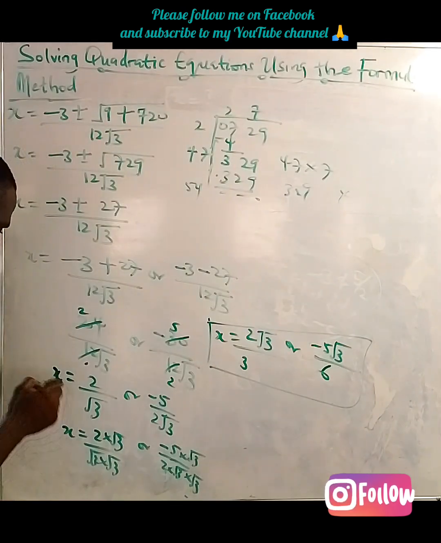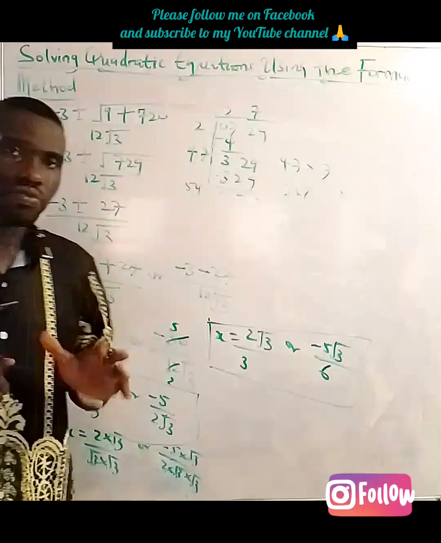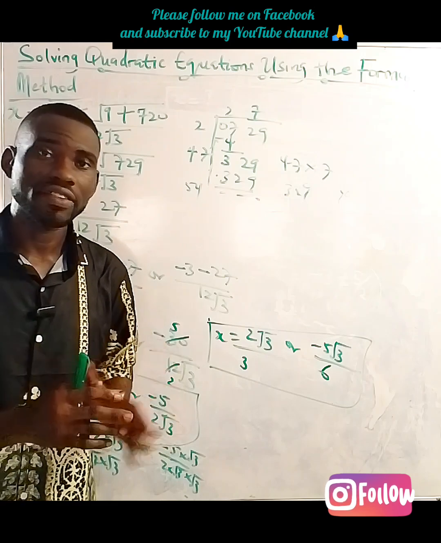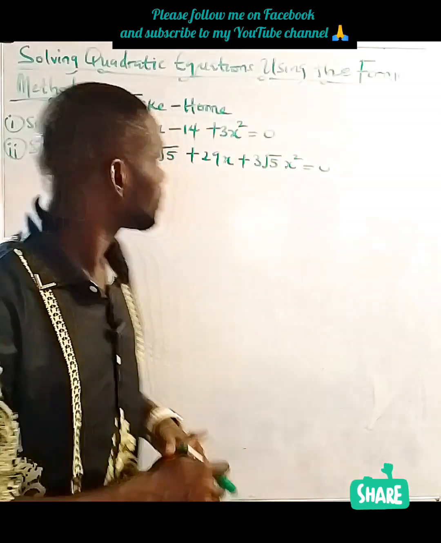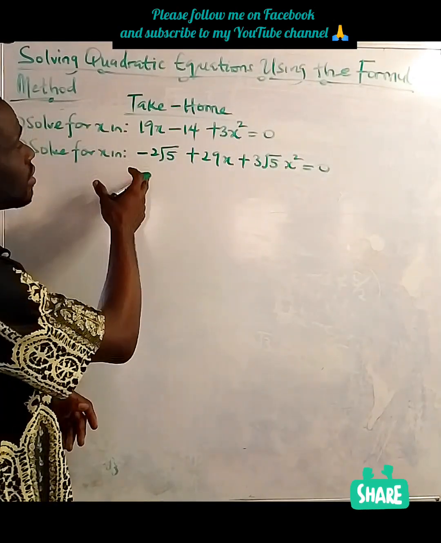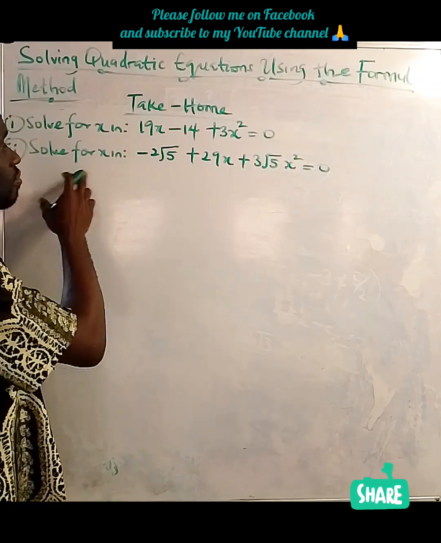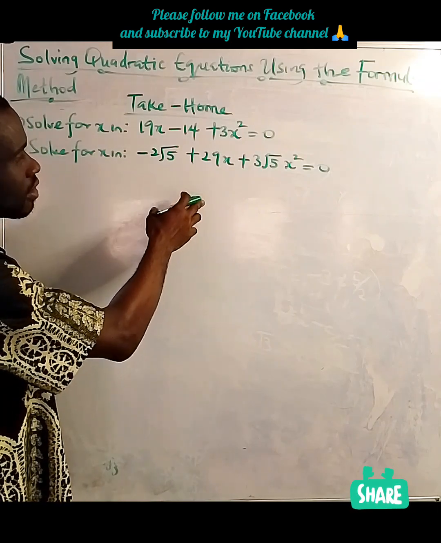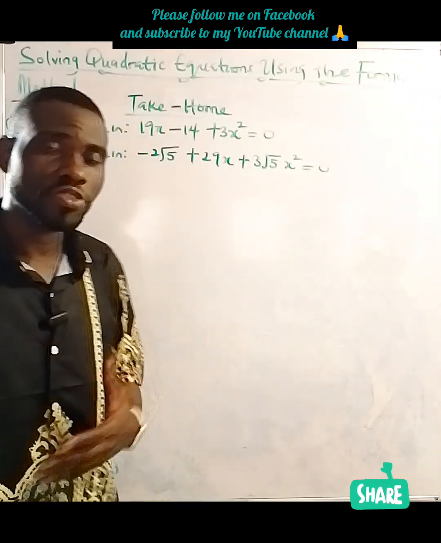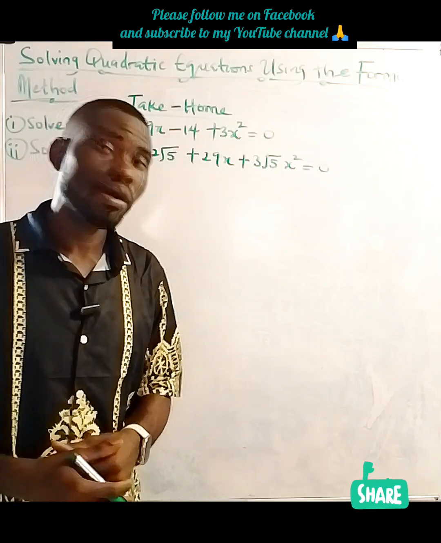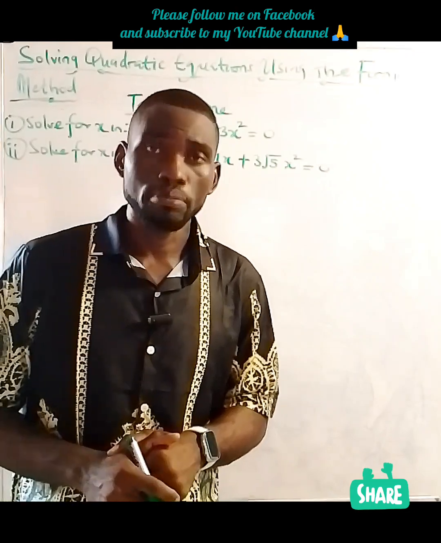So if you don't like it this way, you can also put it in this format. That's that for the second worked example. Now we're going to be looking at the take-homes. Okay, guys, you have some questions to get ourselves tested. Right here, we have to solve for x in 19x minus 14 plus 3x squared equals 0. And the second question: solve for x in minus 2 root 5 plus 29x plus 3 root 5 x squared equals 0. These two questions are perfect to test how much we've gotten from today's lesson.